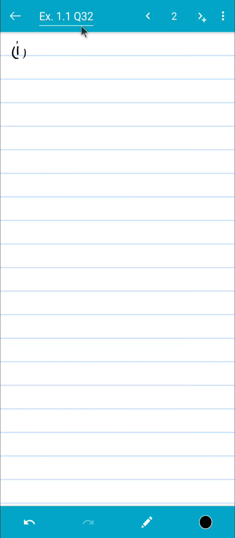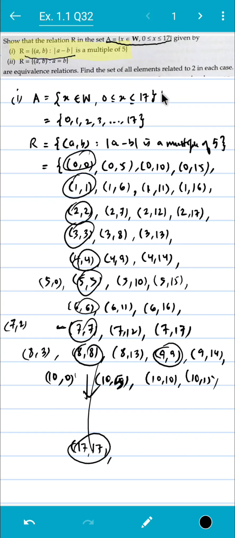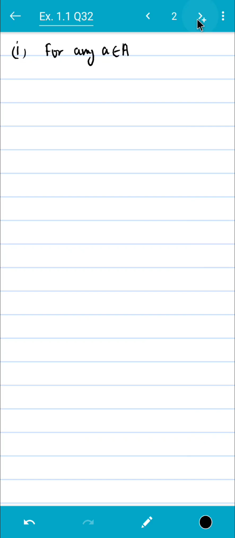Okay, we start like this. For any a belonging to A, suppose we take any element a of this set A, that means any whole number from 0 to 17. Will (a, a) always belong to R? That means, will the modulus of a minus a always be a multiple of 5?